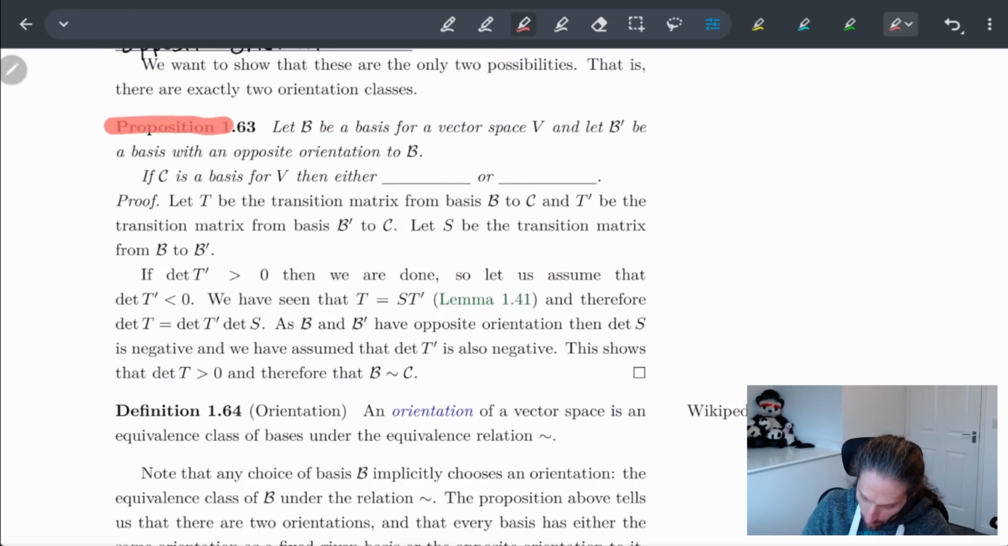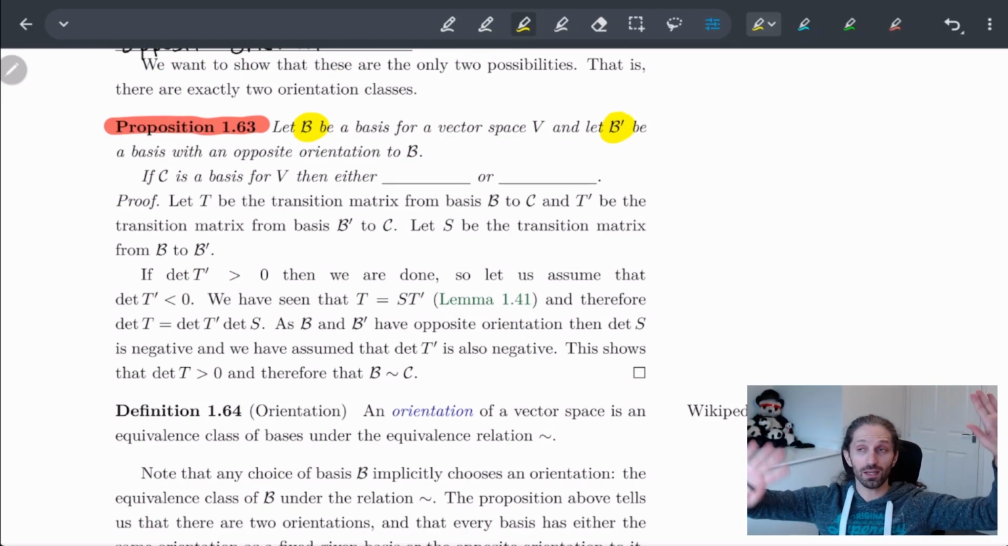So proposition 1.63 is basically saying if I start off with some basis B of a vector space, and I let B prime be a basis with an opposite orientation to B, I don't care what basis it is, just choose your favorite basis. We know from last time that this must exist. So we have these two bases, B and B prime. They're living in the two equivalence classes. Now, if I take C, some arbitrary basis, I don't really care which one it is, just choose your second favorite basis.